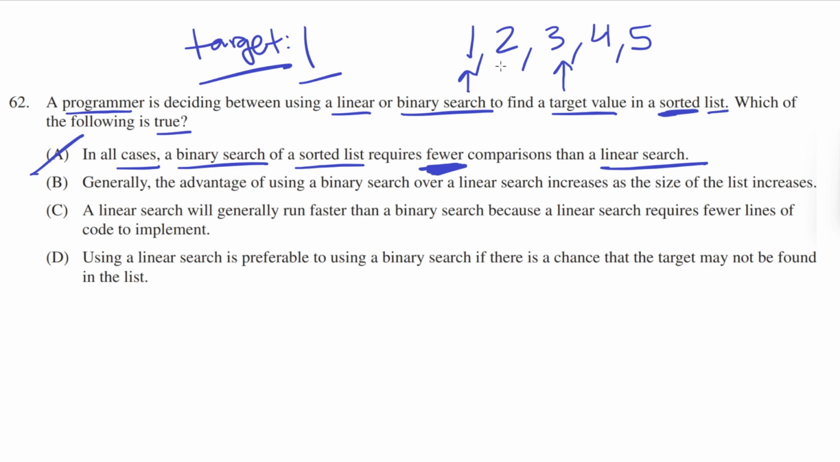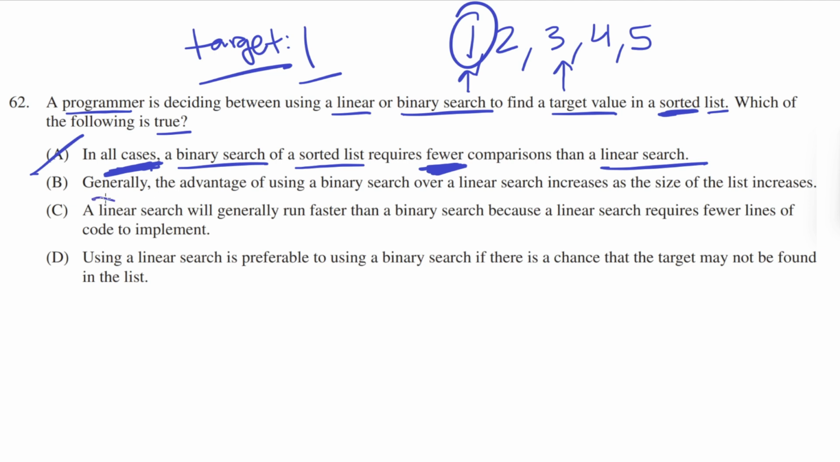Then in the first half of the list, it will have to split the list again and compare whether it is in the first half or the second half of that half of the list. So a binary search will take more comparisons than a simple linear search in the case that the first element is the target element. So in all cases, a binary search does not require fewer comparisons than a linear search.